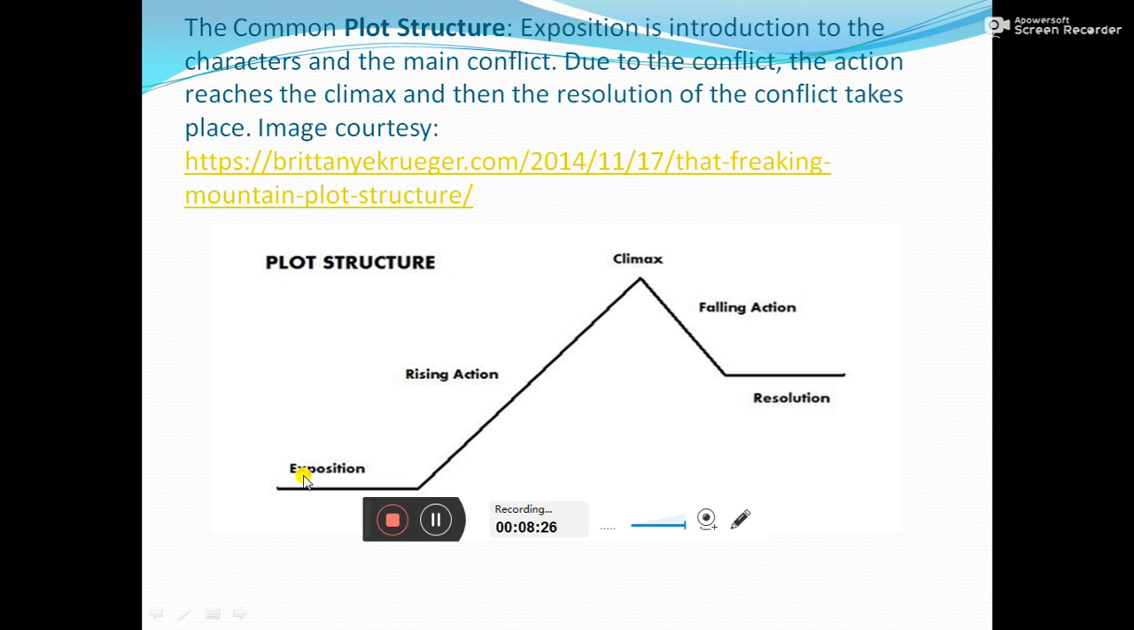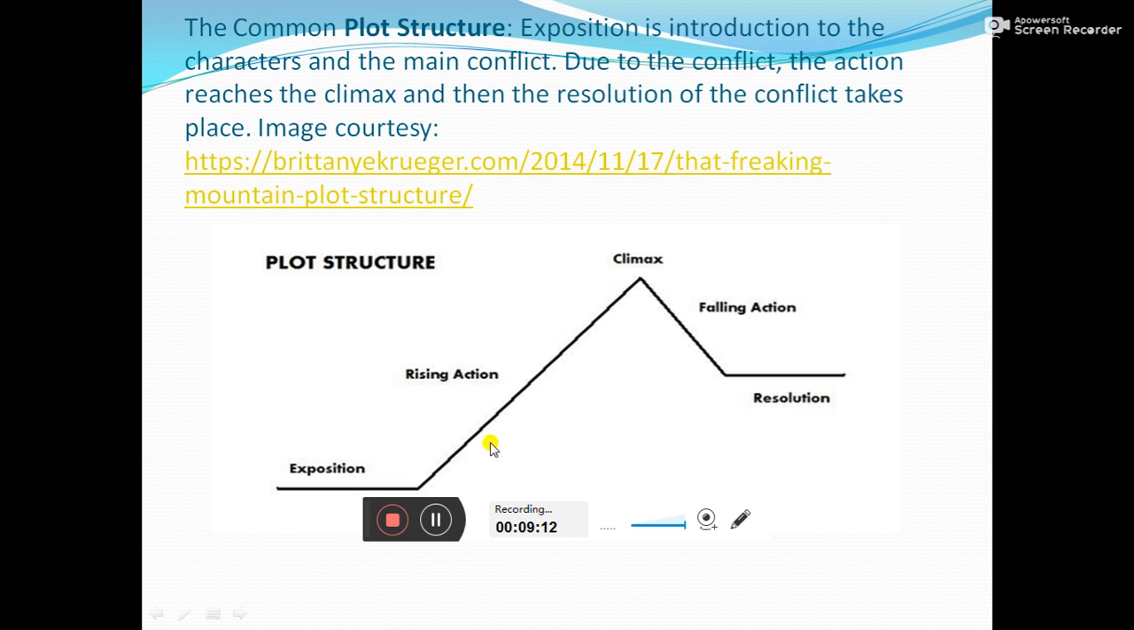So, this exposition takes place in the beginning of the novel, say the first and second chapter, one or two chapters. Then if you see this line, rising action, which is going high, which is going up, what is this rising action? The events and actions take place in such a way that the plot of the novel progresses because of such actions. That's why, if you see this line, it is a rising action.